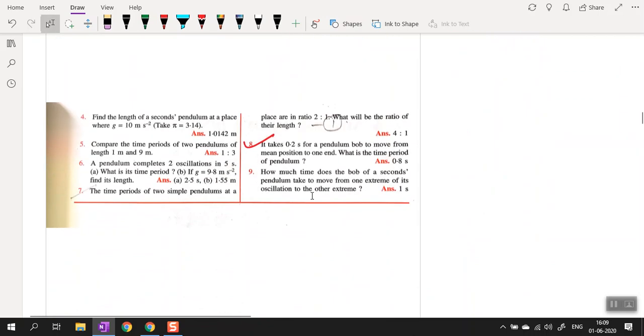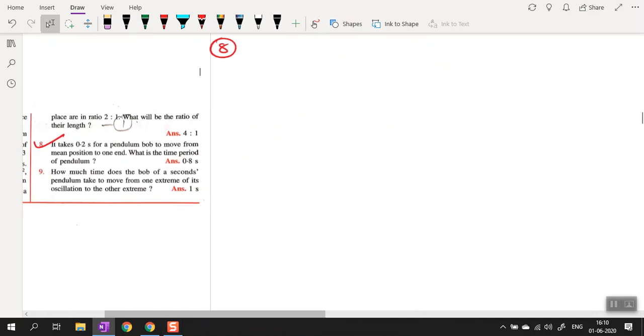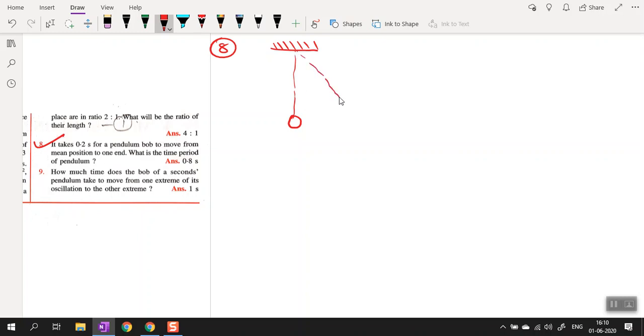One more doubt somebody had in the 8th question. It takes 0.2 seconds for a pendulum bob to move from the mean position to one end. Okay, so suppose this is the mean position, this is one end, and this is another end. From here to here, if the pendulum goes, it takes 0.2 seconds. What is the time period of the pendulum?